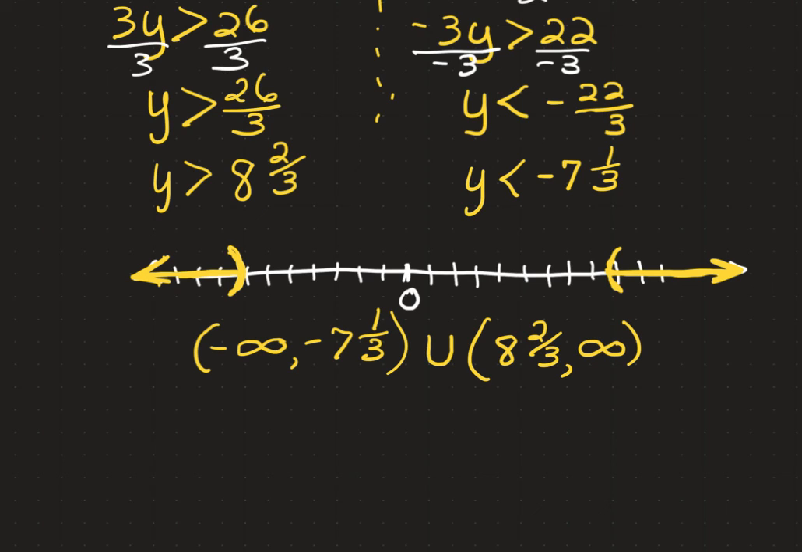Okay, there we have it expressed as inequalities, and that is with an "or." We have it down here as interval notation: negative infinity to negative 7 1/3, united with 8 2/3 to positive infinity.